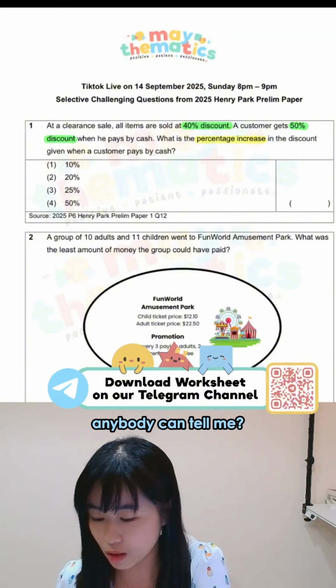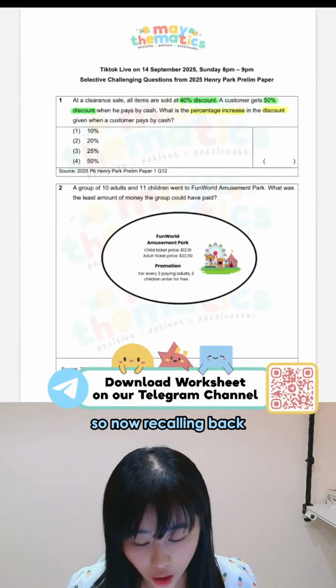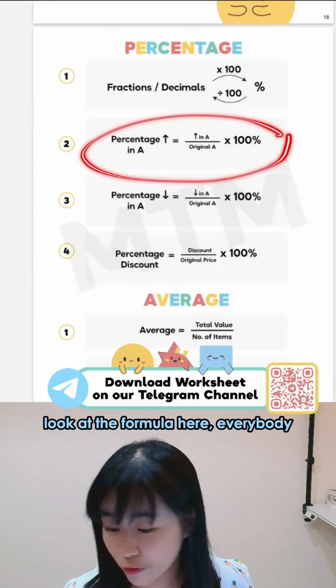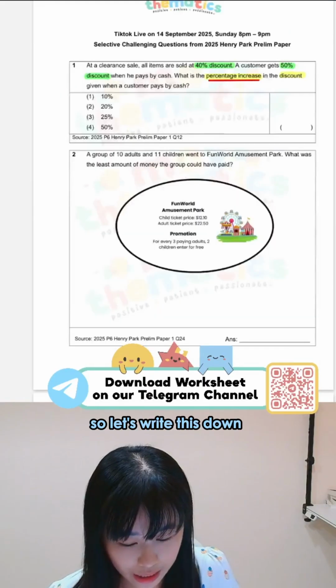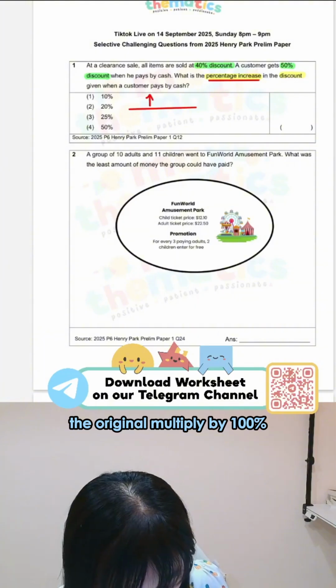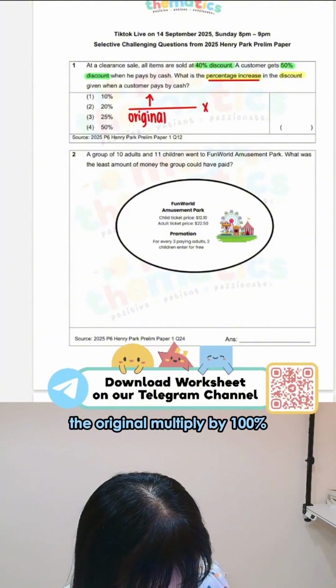Anybody can tell me? Yes, discount. This one very important also. So now recalling back on what is percentage increase. Percentage increase, look at the formula here, everybody: increase over original times 100%. So let's write this down. So this one is increase over the original multiplied by 100%.